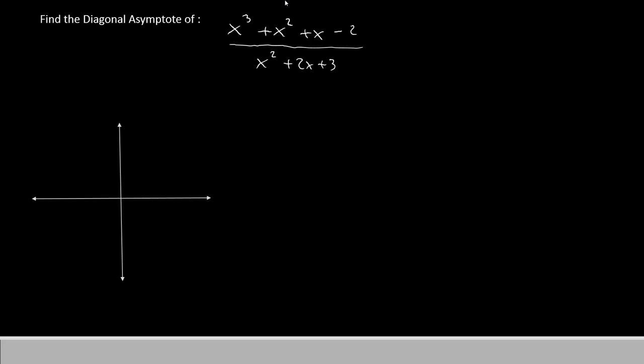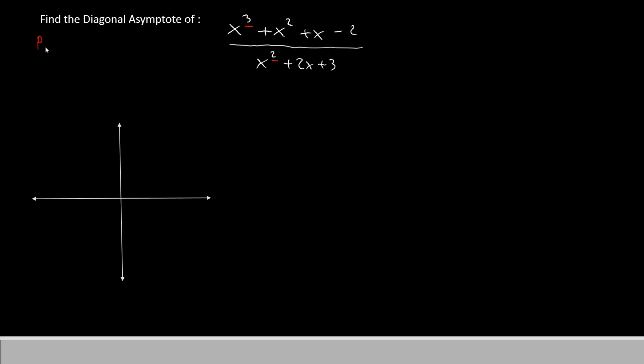Our rational function this time is x to the third power plus x to the second power plus x minus 2 divided by x squared plus 2x plus 3. You may remember from our previous episode I said that if the power in the numerator is greater than the power in the denominator, that you might have a diagonal asymptote. We can see that the power in the numerator is third power and the power in the denominator is second power. So this is a possible diagonal asymptote, but I want to clarify a little bit also.